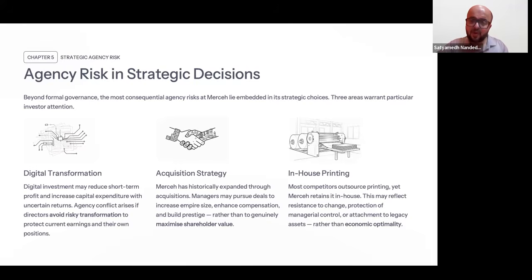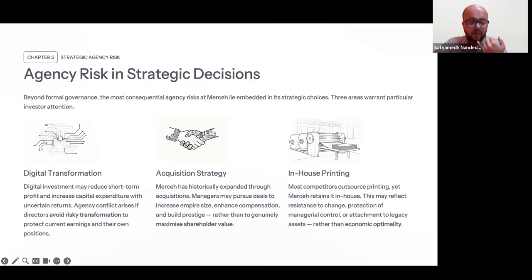Plus, the decision about in-house printing also will have to be revisited, in the sense that, see, competitors are outsourcing everything, but Merce is keeping it in-house. So this might reflect resistance to change or protection of managerial control. But ideally you should do that cost benefit analysis. Now make or buy का जो decision है, do you want to make it in-house or do you want to buy it? Naturally, that will play a role.